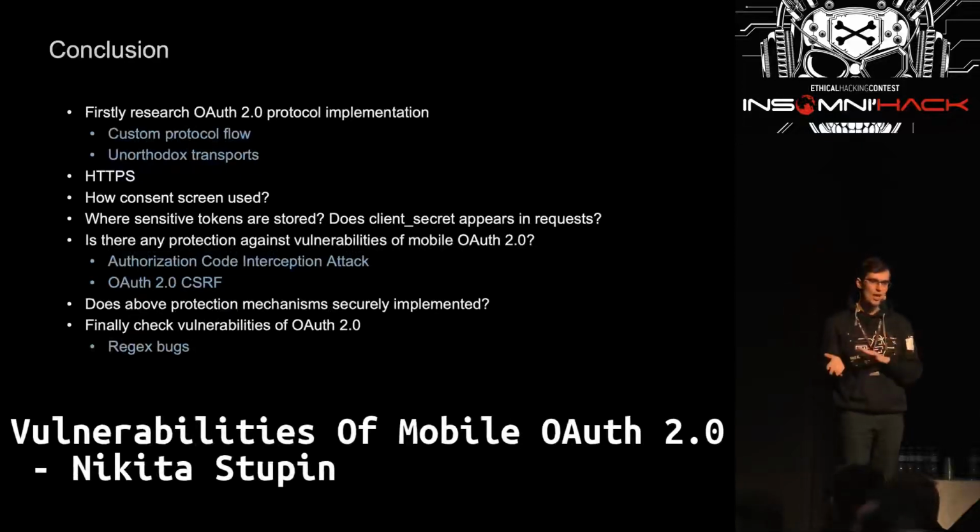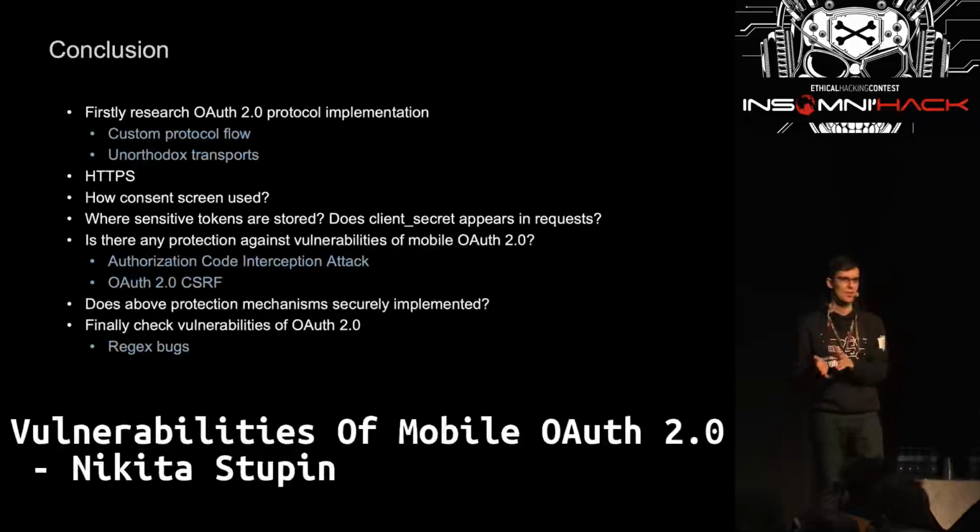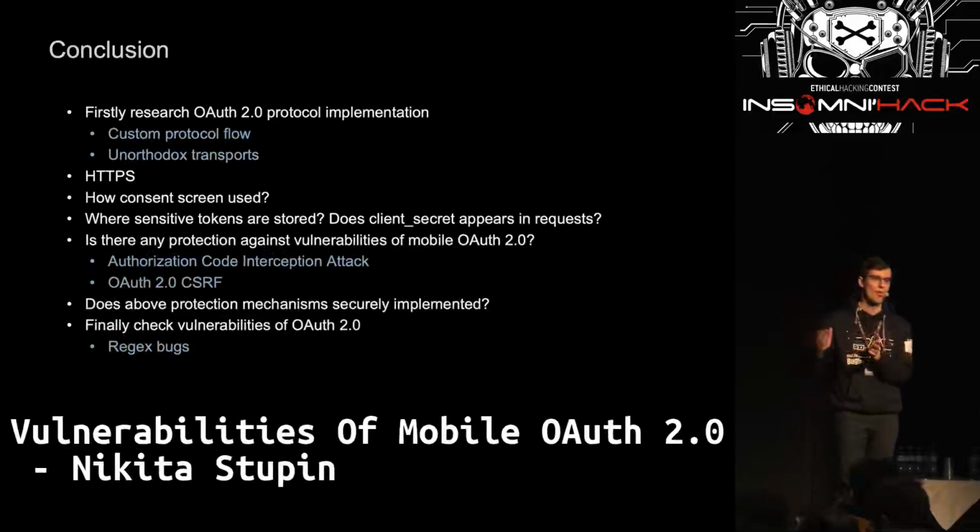And then do simple checks, like that all requests are using HTTPS, that tokens are stored in safe places, and how the consent screen is used. And then, of course, check for specific mobile auth vulnerabilities, and these are authorization code interception attack, and check for auth CSRF. And of course, do not forget about ordinary auth vulnerabilities and regex bugs, and there are more of them, but I didn't include them. You can easily Google them. There are many more resources than on mobile auth.